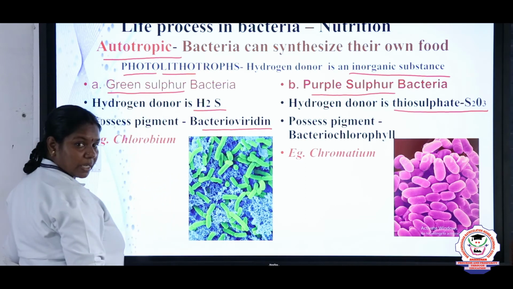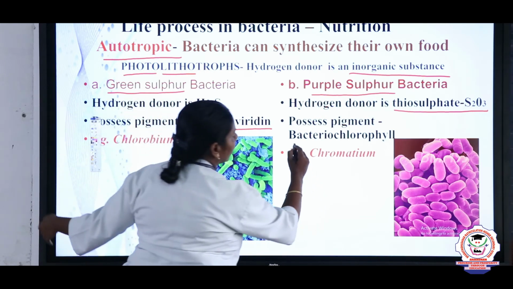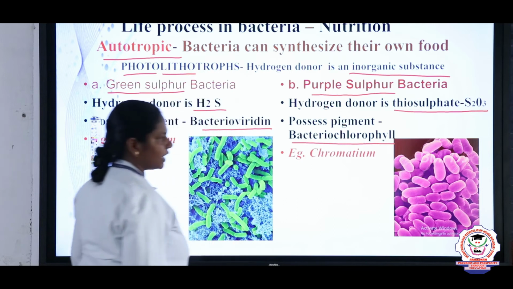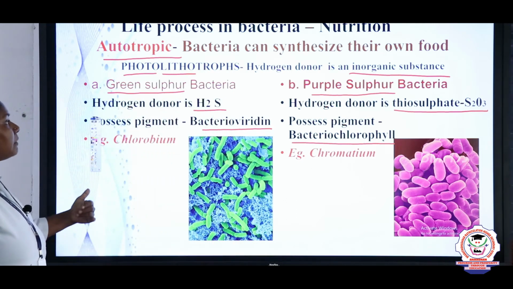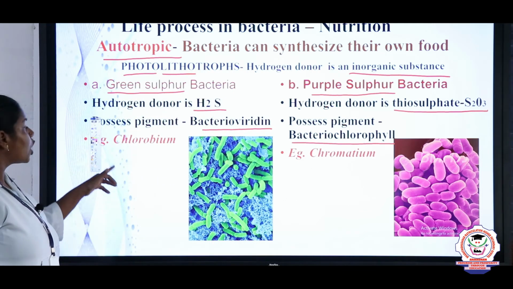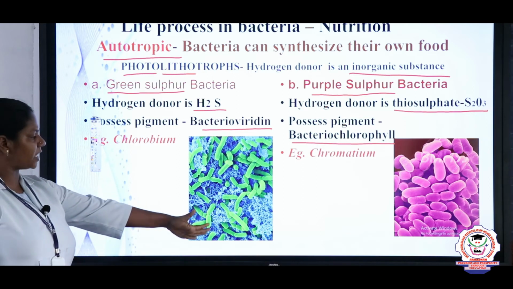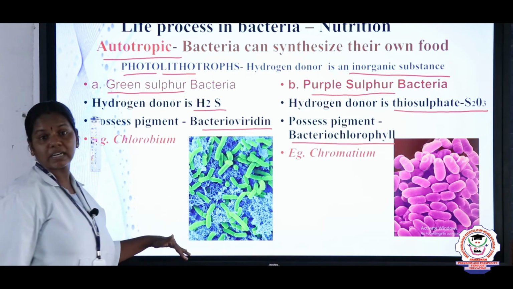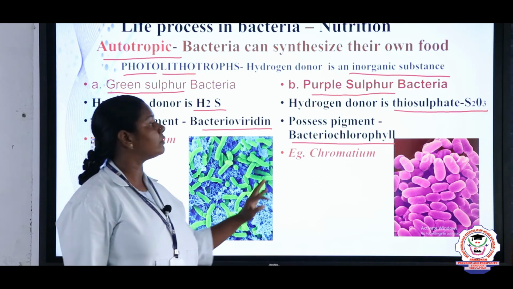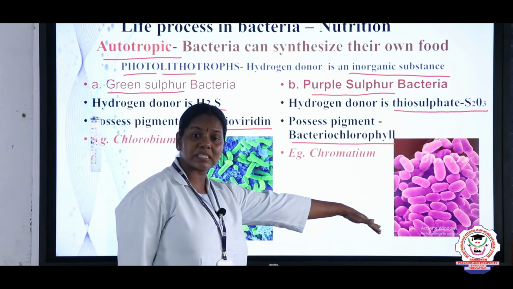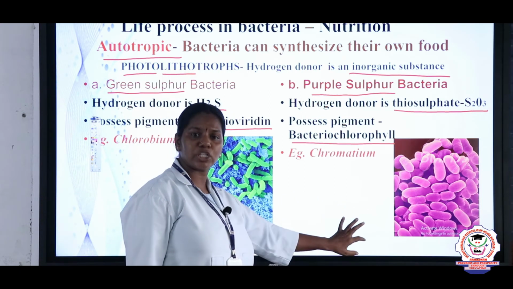Bacterioviridin pigment is present, and here bacteriochlorophyll is present. The example for green sulfur bacteria is Chlorobium. This is the image of the Chlorobium bacteria, and the example of purple sulfur bacterium is Chromatium. This is the image of Chromatium.